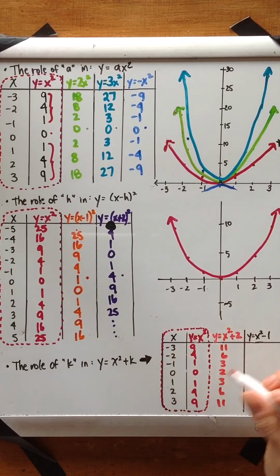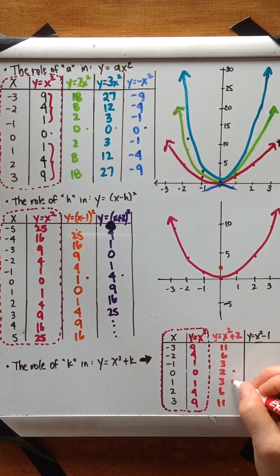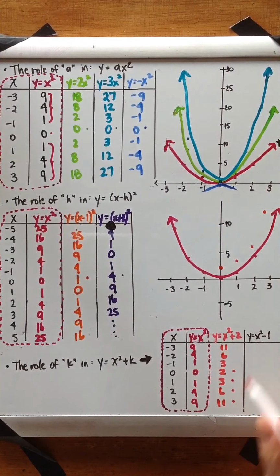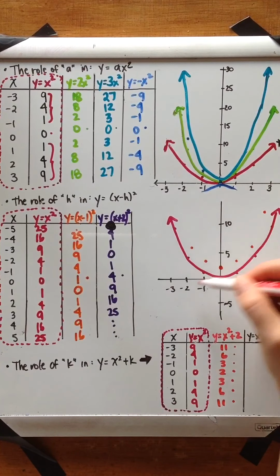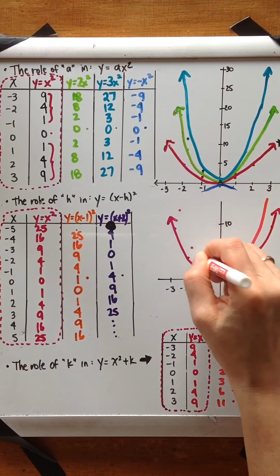And let's plot this. I'm going to start here because I like starting sort of in the center and then going right and going left. Again, that's just my preference. So 0, 2 would be about here. And then over 1 up 3, over 2 up 6, over 3 up 11. And there'll be a similar pattern here, here, and here as well. And we can draw it in.